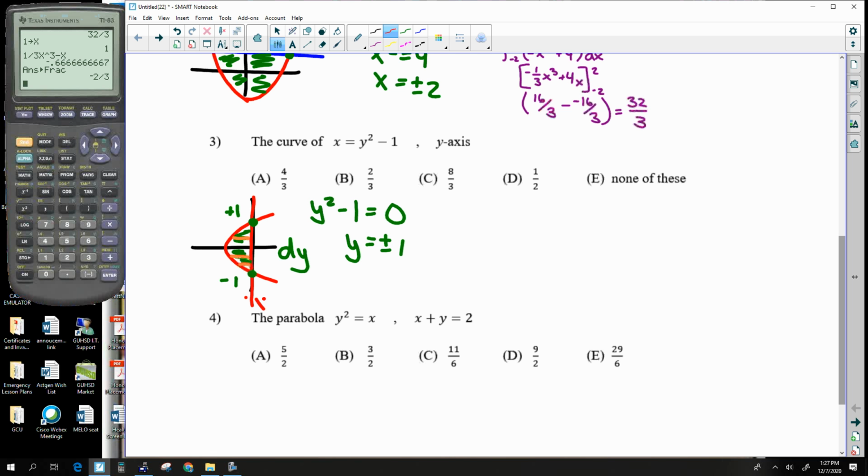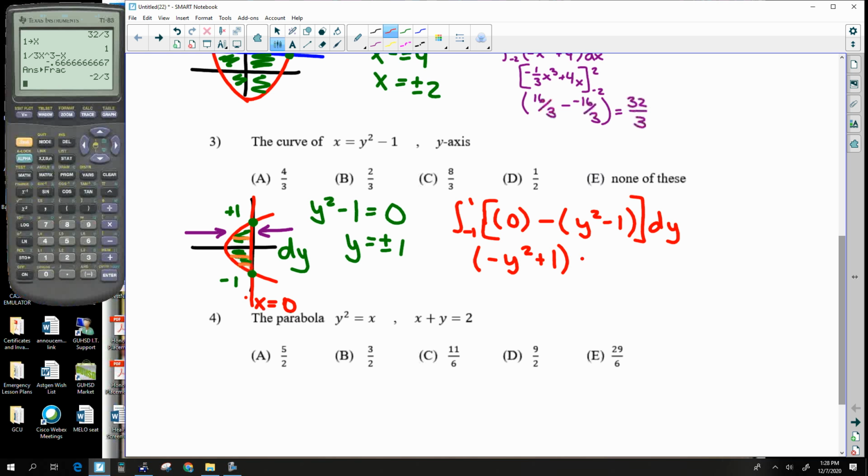This line is technically x is equal to 0. All right, so the big minus the small is technically the right minus the left. So this integral, yes, is from negative 1 to 1, but the big is technically 0, and the small is technically the y squared minus 1. So now that is the right minus the left right there. So this is negative y squared plus 1. So this is negative 1/3 y to the third plus 1y.